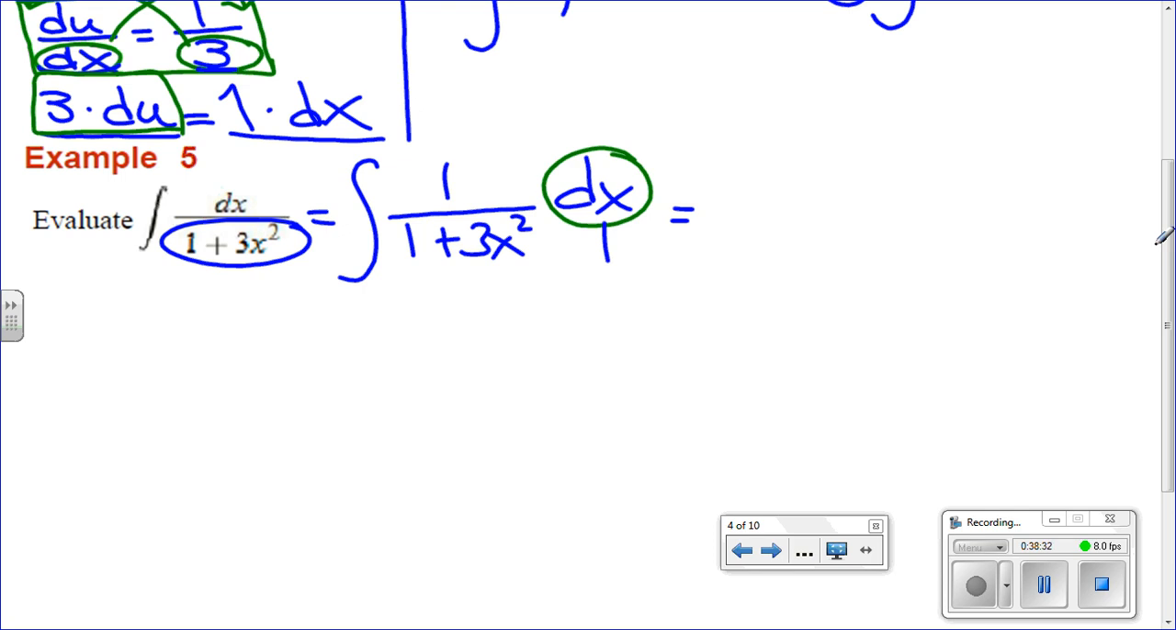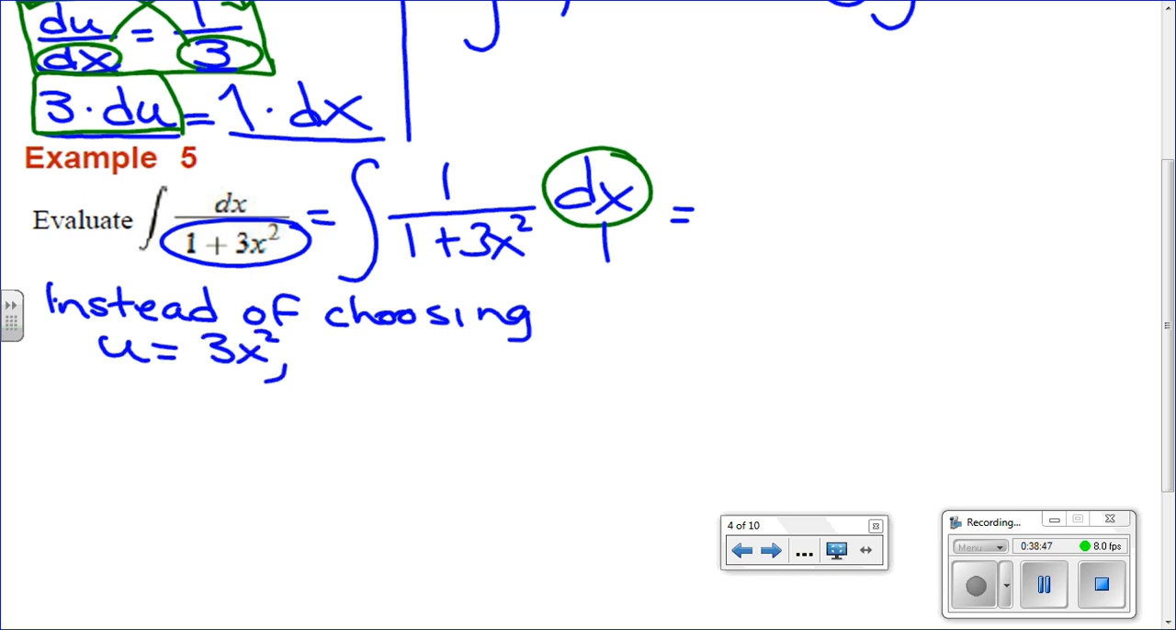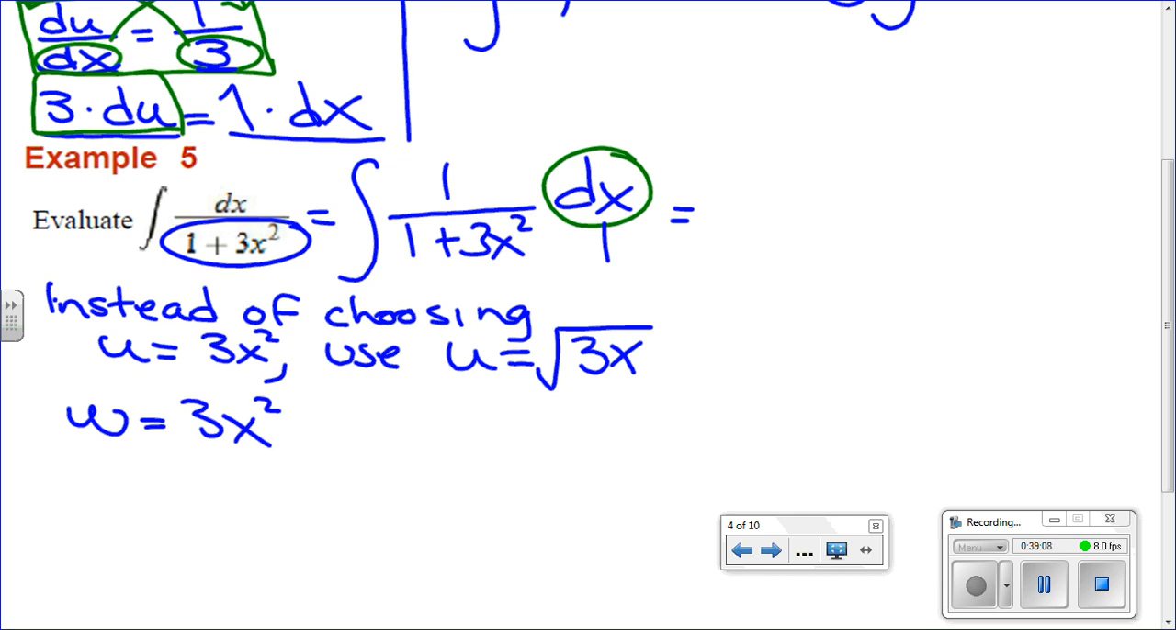Okay, so because of that, instead of choosing u equals 3x squared, we're going to use u equals the square root of 3x. So imagine that this was another letter. Let's think about w. I just like w. 3x squared. And then we say that u is going to be the square root of both of those. We can do it. So why do we do that? So that we don't have that 6 involved.